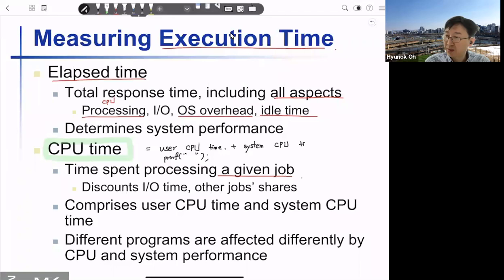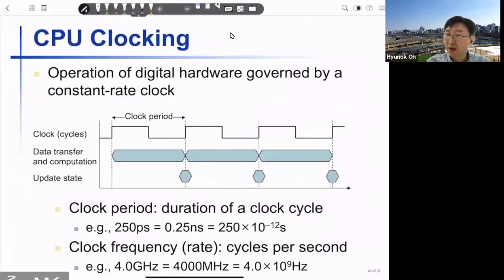So in general, each program is affected by the CPU and also the system, like the I/O system or memory or others. Okay, so first, in order to understand the CPU time, we have to know about the clock mechanism.